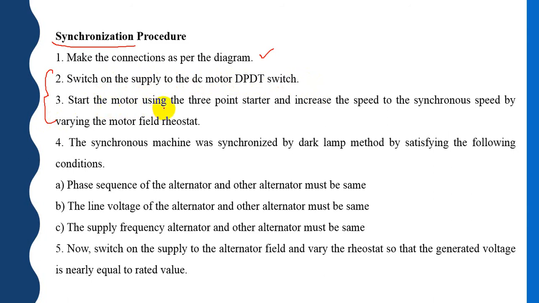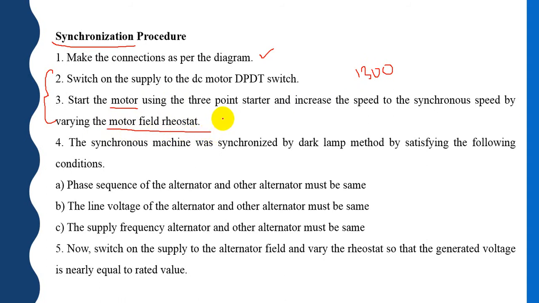Start the motor using the 3-point starter. A starter is required, and increase the speed to the synchronous speed. Once you start the motor, if you check the speed of the DC motor, it will show some value, say for example 1200 or 1300, anything. So that is telling us to increase the speed to the synchronous speed by varying the motor field rheostat.